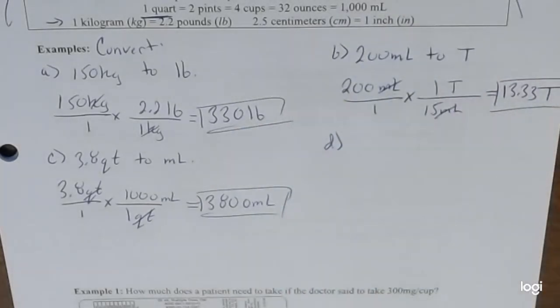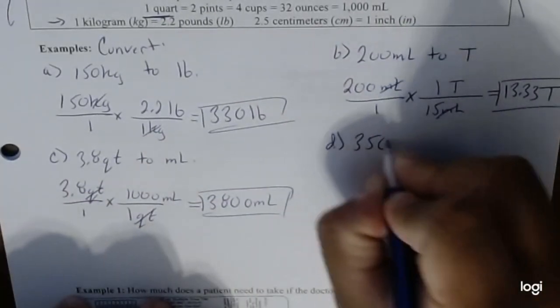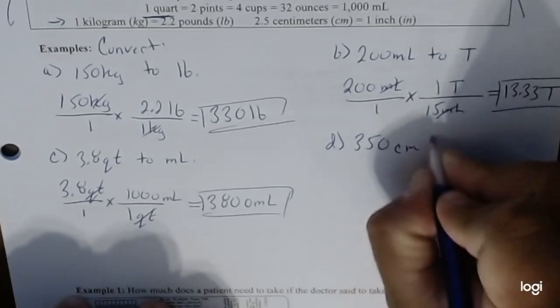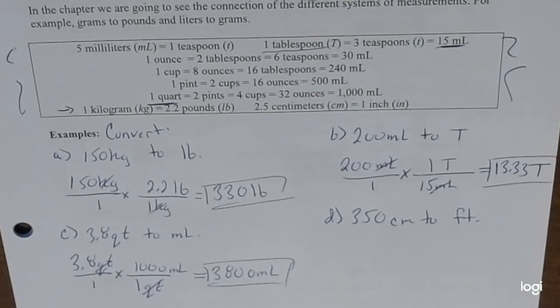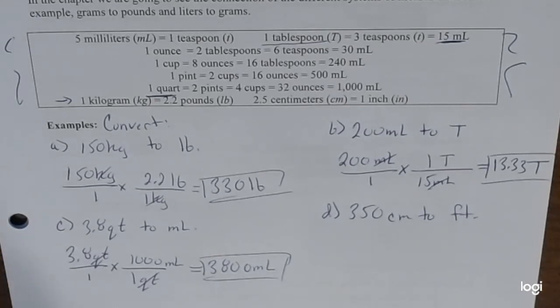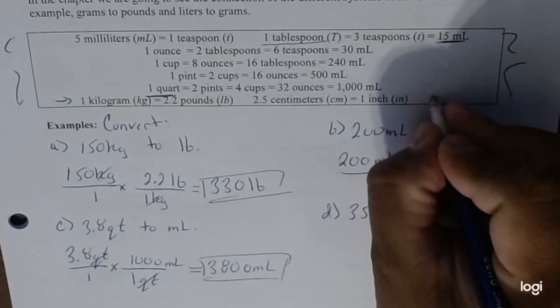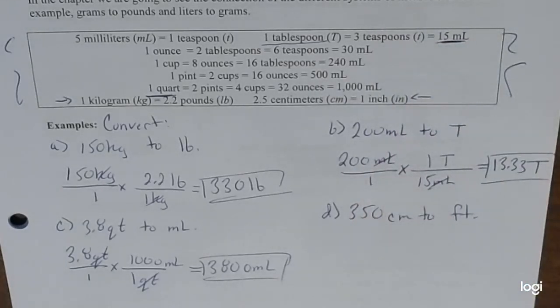Let's try another one. This is a good one. Let's convert 350 centimeters to feet. Let's go up here and see, do we have a relationship going from centimeters to feet? If you look, we actually don't. But we have this one ratio here: 2.5 centimeters equals 1 inch, and we know we can go from inches to feet. So we have to do a multi-step process for this one, with two equivalencies.